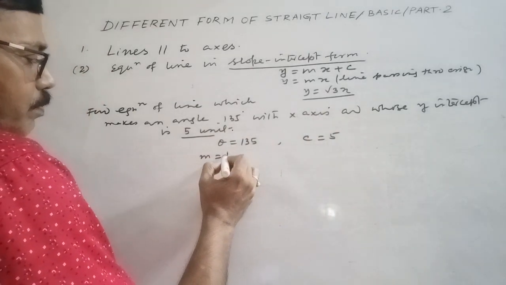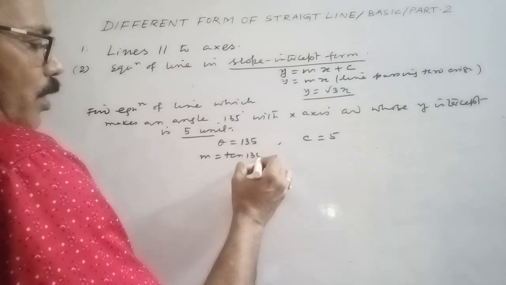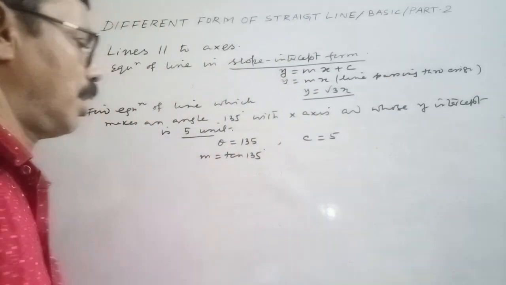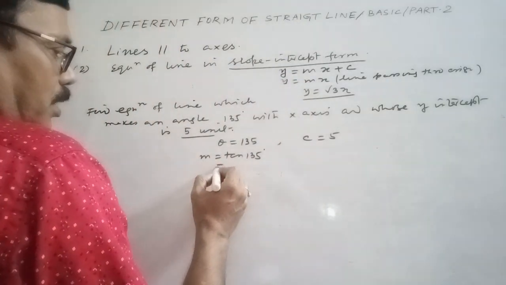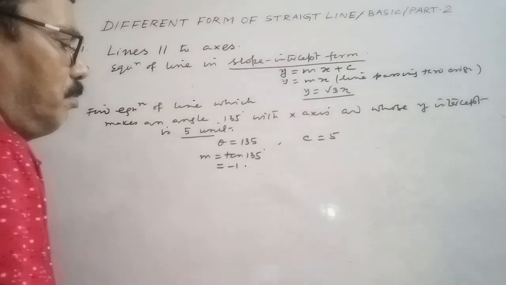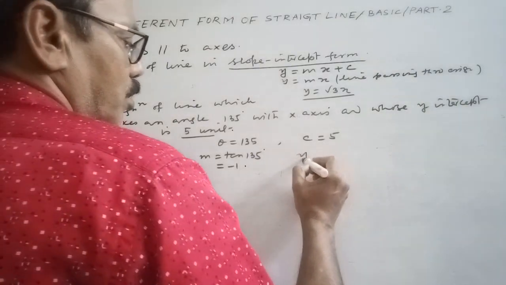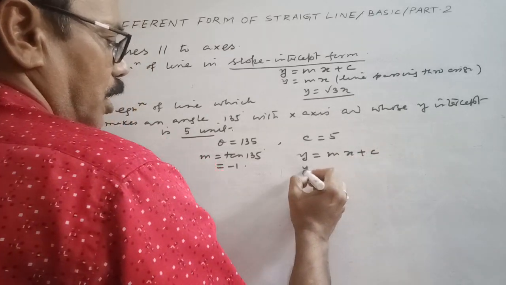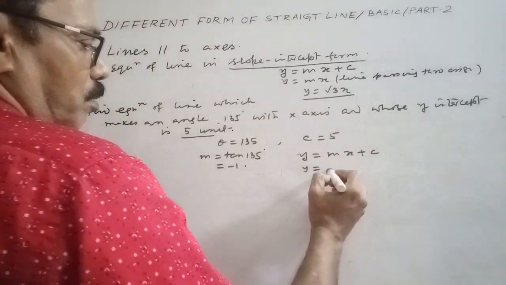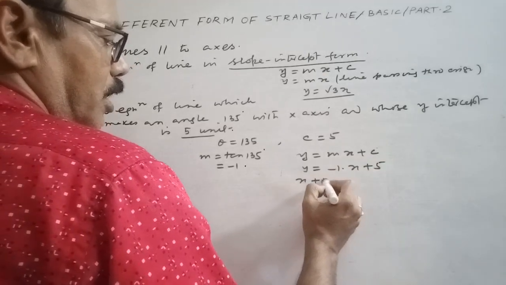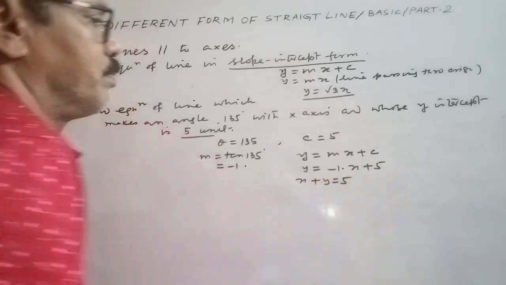So what is m? m is tan 135. Now tan 135 is minus 1. So what is the equation of line? y equals mx plus c, y equals minus 1 into x plus 5. Or you can write it in this form.